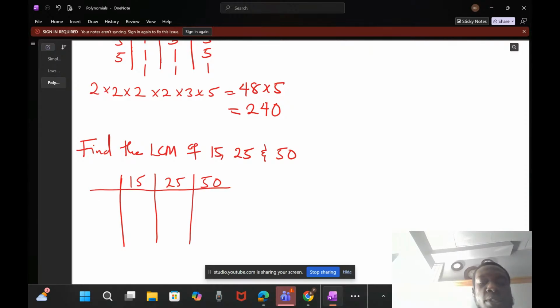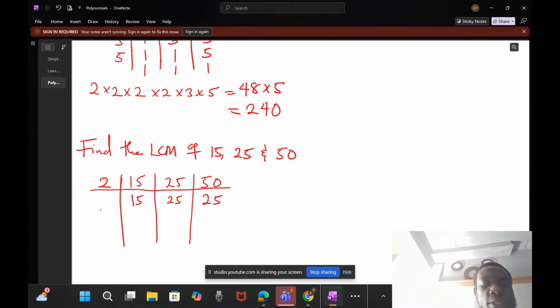So now let's start with 3. No, let's start with 2 because 2 can divide 50. So let's bring down 15. 2 will not divide 15 without remainder. So now 50 divided by 2 will give us 25. Okay, so now we have two 25s.